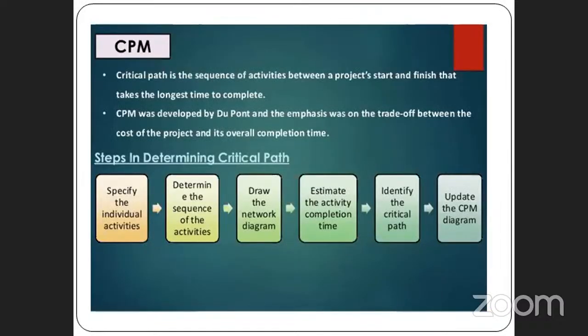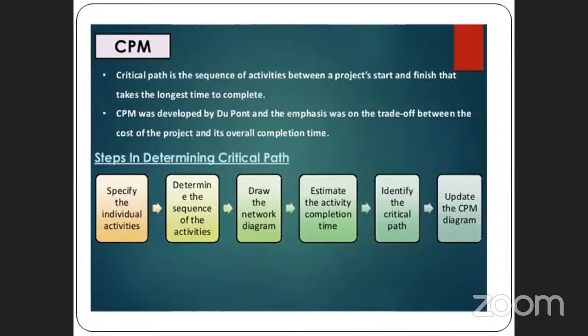Here is CPM, that is the critical path method. So every critical path method has a starting time and also a finishing time. The main disadvantage here is that it will take the longest time to complete the process. So that is the main disadvantage. So that's why many of them go for PERT. It was founded by DuPont. The main comparison is the cost of project versus time in the critical path method.